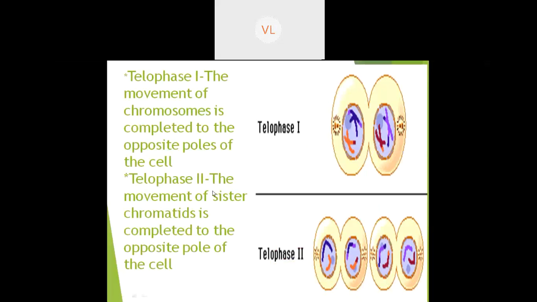Next you will find telophase 2. In telophase 2, what happens? Same thing will happen only. The only difference is that the movement of the sister chromatids is completed to the opposite side. The only difference is the chromosomes. Here there were four chromosomes, two pairs of chromosomes, but here only one. The function is same, these chromosomes will move to each side of the pole, and they will get ready for cytokinesis again.